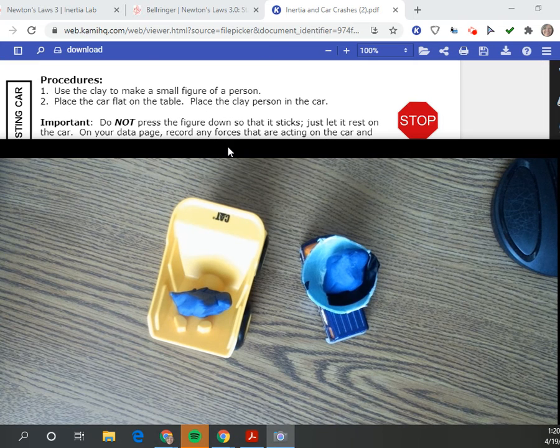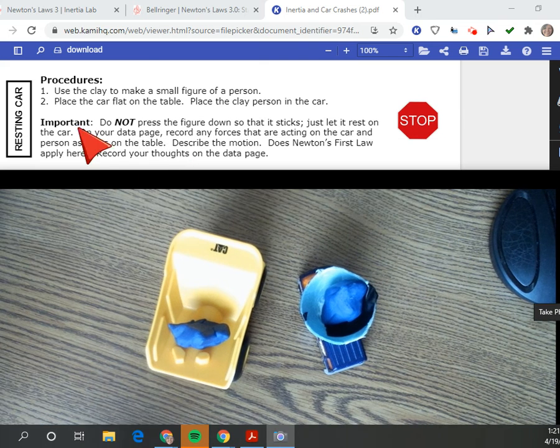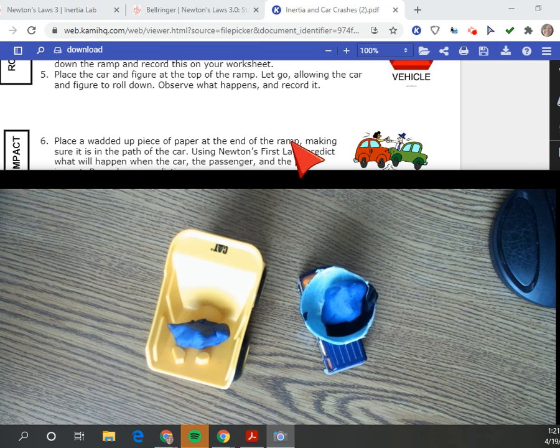Okay. So place the car on the flat table. All right, so we have them sitting on the flat surface of the desk. Important, do not press the figure down so that it sticks. Just let it rest on the car. On your data page, record any forces that are acting on the car and person as it sits on the table. Describe the motion. Does Newton's first law apply here?